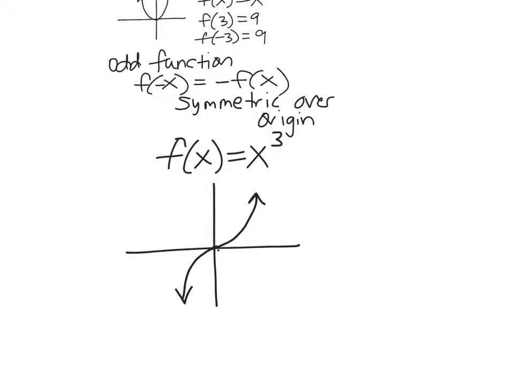That's an odd function. It's symmetric across the origin. If we were to pick a point on here, say x equals 3, you plug it in, what do you get? 27. It's a cubic function. 3 cubed. And then if I plug in x equals negative 3, what do I get? Negative 27. Okay? So it's symmetric across the origin right there.